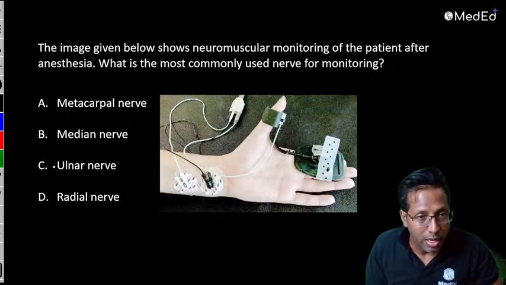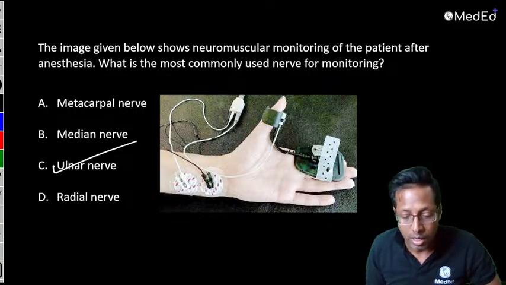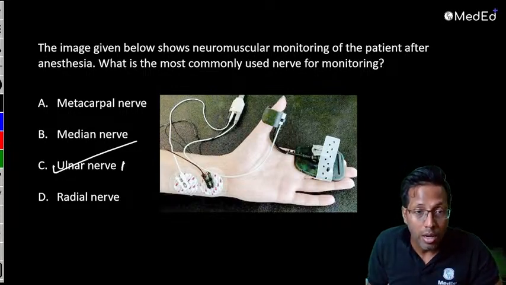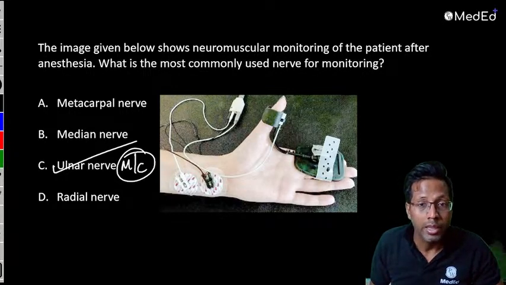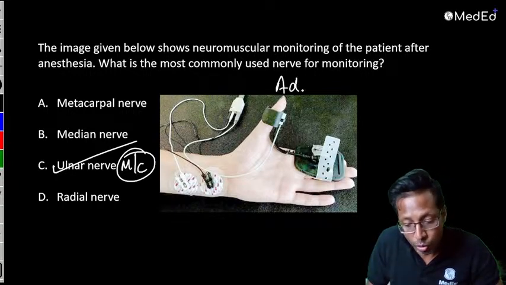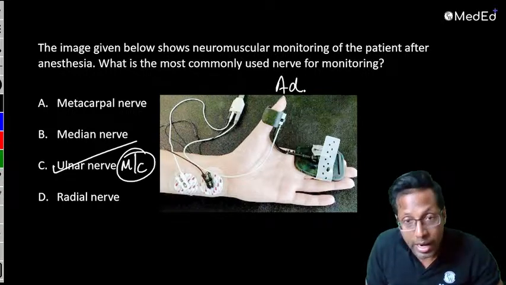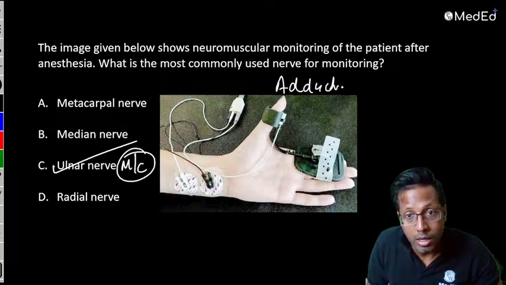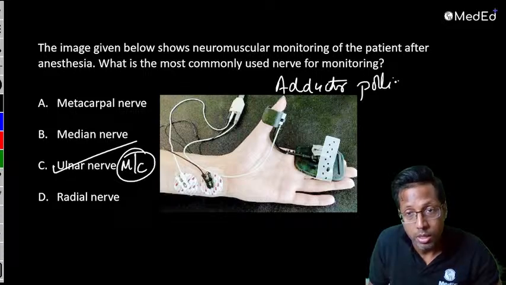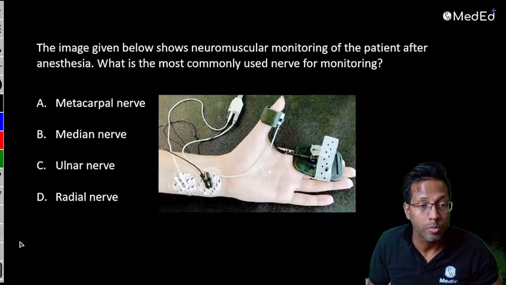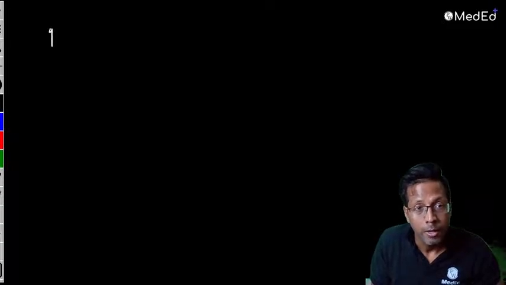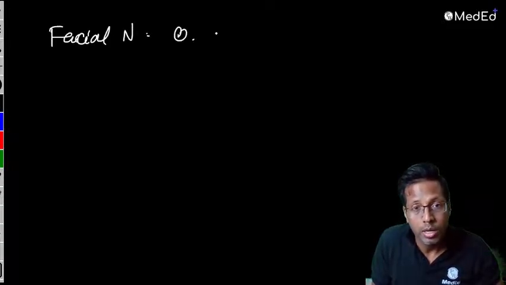Correct. So the correct answer is C. All of you have said it correctly. Ulnar nerve. Remember, ulnar is the most common nerve used for neuromuscular monitoring, and the corresponding muscle, as correctly pointed out, is adductor pollicis, Dr. Ritvik. Adductor pollicis becomes the most commonly used muscle. But a lot of people say that ideal is a facial nerve and correspondingly the orbicularis oculi muscle.